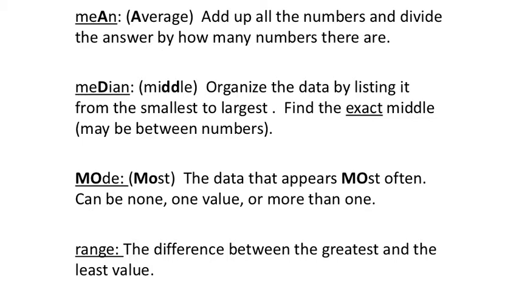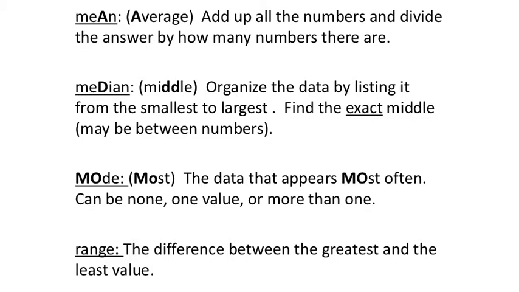The median: you have to put the numbers in order from smallest to largest or largest to smallest. It's just the number right in the middle. If there's two numbers in the middle, you have to find the average of those two, or the mean of the two numbers. So just add them together and divide by 2.